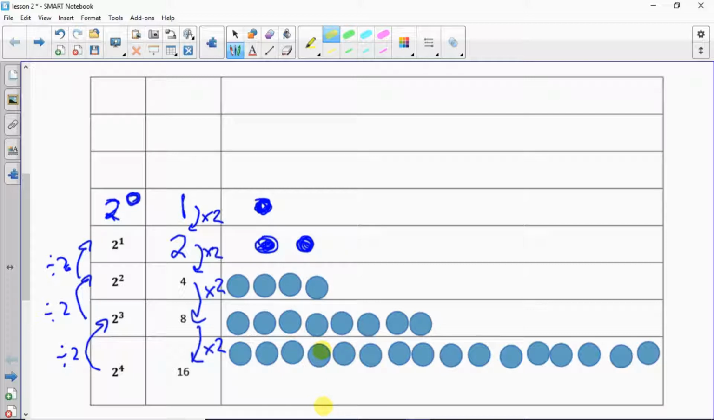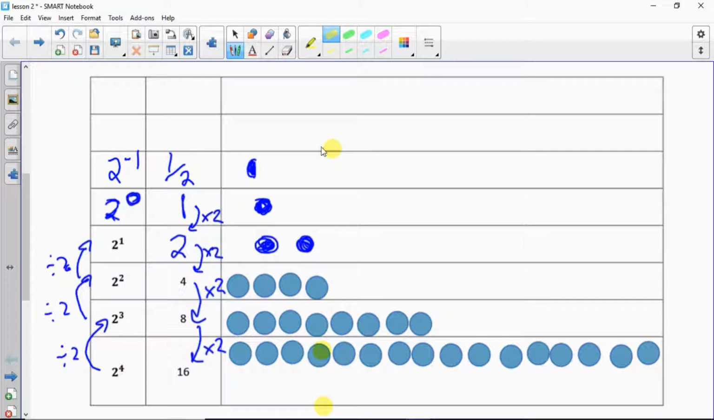Now if I continue, notice my exponents are going down by 1 as I go down, or up by 1 as I go up. That means that the next one here would be 2 to the power of negative 1. Well, what number can I put in here that will allow this pattern of doubling each time to continue? Well, if you instead look at dividing by 2 each time, 1 divided by 2 would be 1/2, or half a circle.